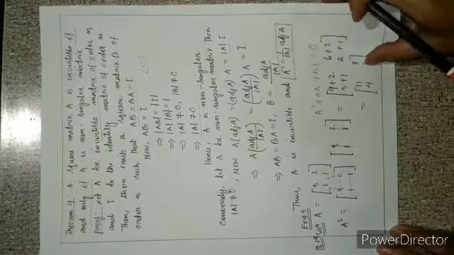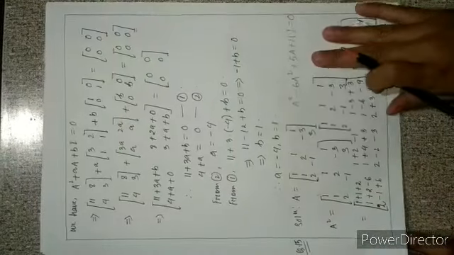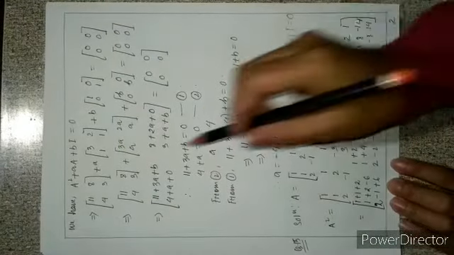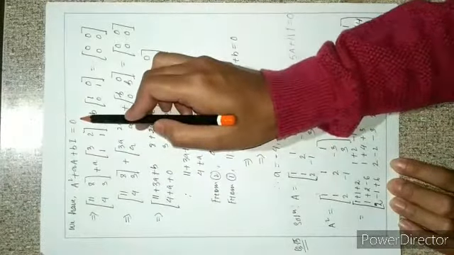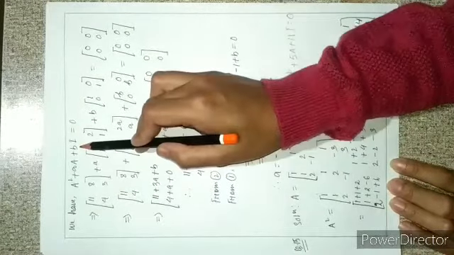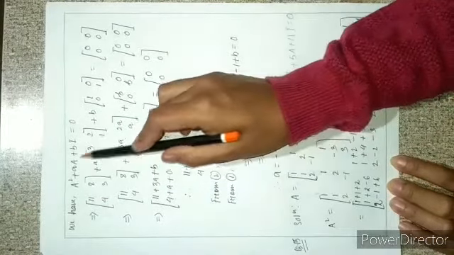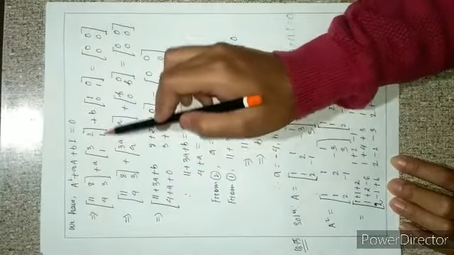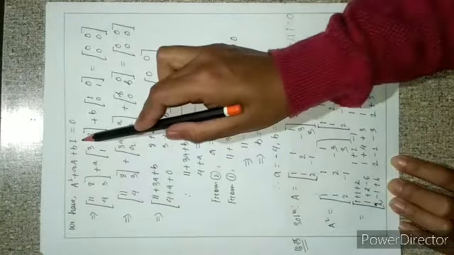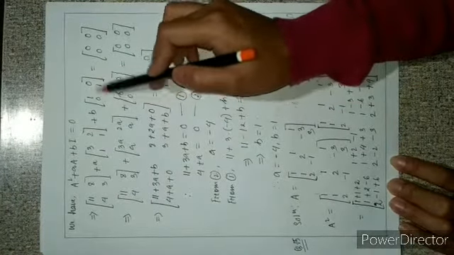Then write the given matrix equation. The given matrix equation is A square plus AA plus BI equals to 0, where A and B are scalars. Then write the values of A square. Then write the matrix A, 3 2 1 1, plus B times the identity matrix of order 2, whose elements are 1 0 and 0 1.